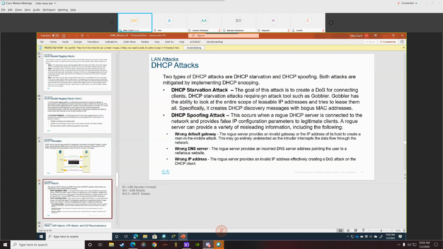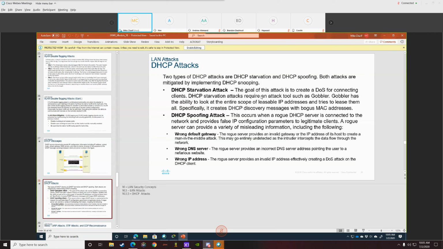See, I want an IP address, I want an IP address, and those requests are bogus. What's happening is that your DHCP server has a scope. Scope means a pool of IP addresses, and the clients lease these addresses. So when the attacker launches the Gobbler attack, whatever that software is, it starves the server: it leases all the IP addresses from that scope.